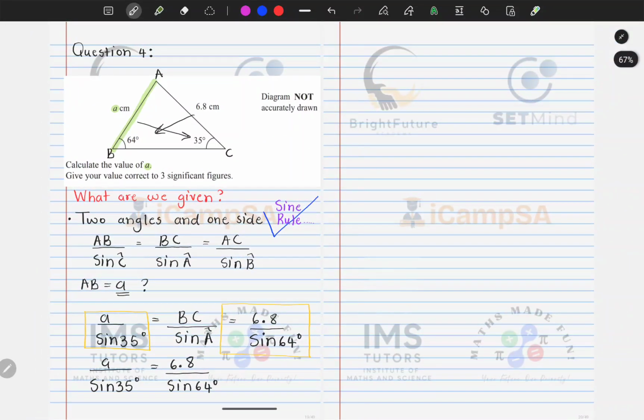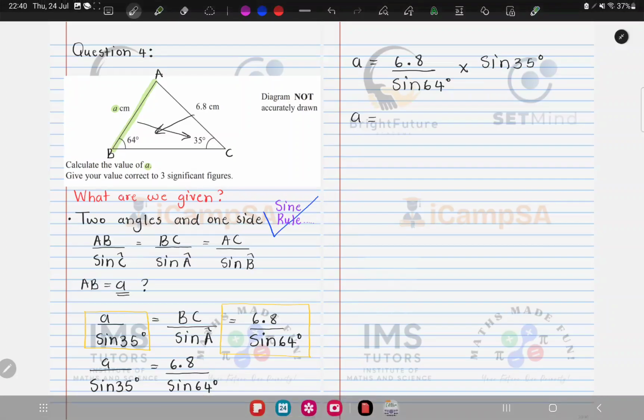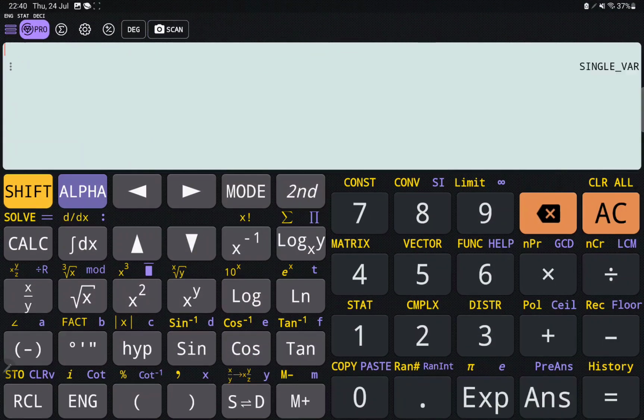So I can now go ahead and do my cross multiplication. When we do our cross multiplication, the sine on the denominator of A will move. So we'll have A equals 6.8 divided by sine of 64 degrees, and then multiplied by sine of 35 degrees. Now we'll go ahead and look for the value of A, and we'll see what we find.